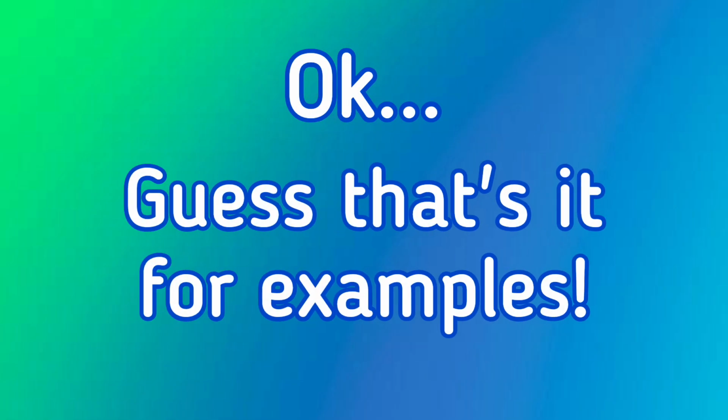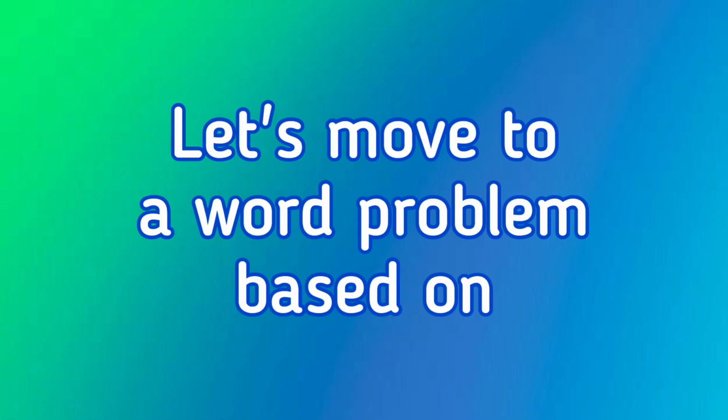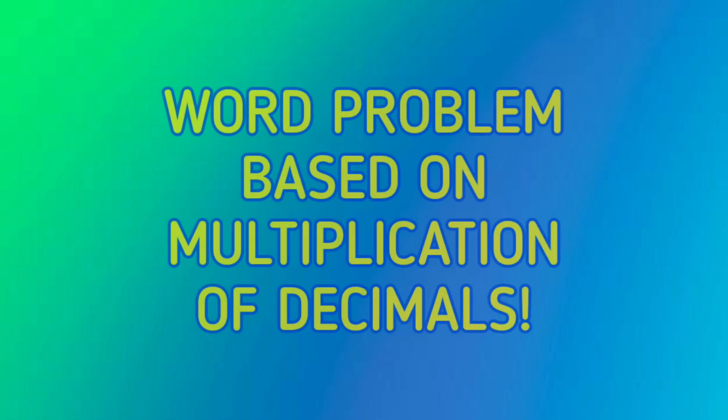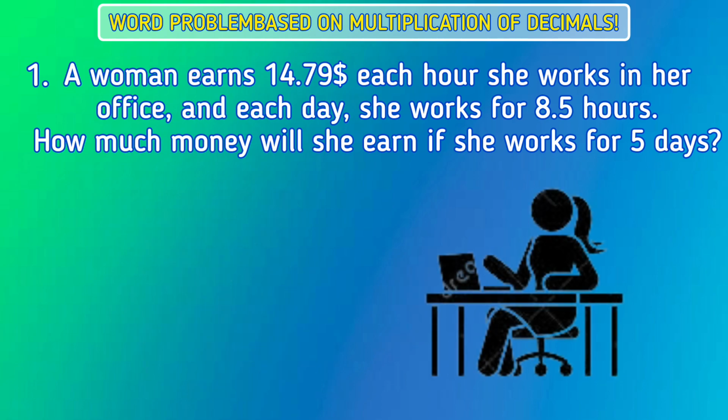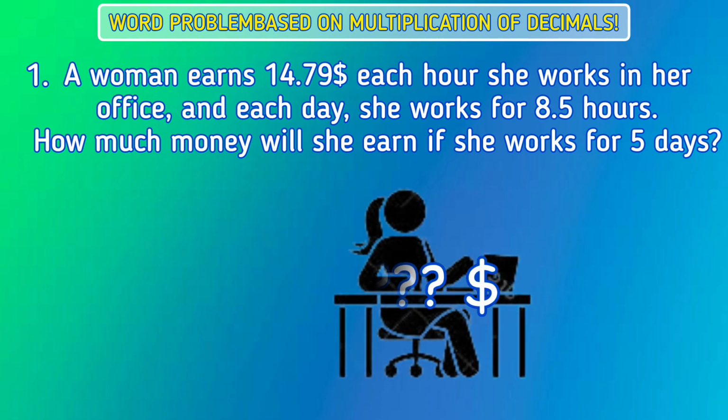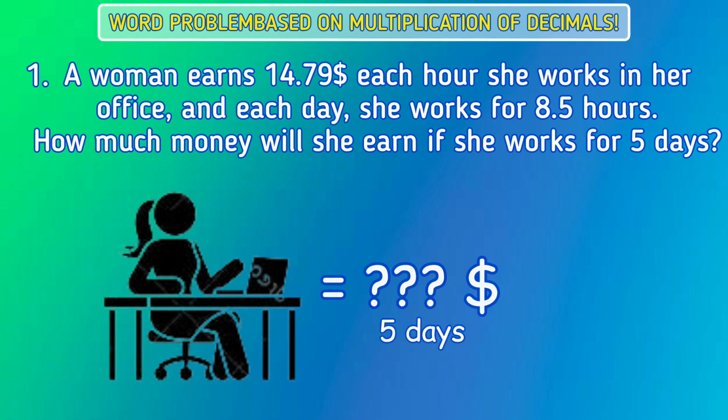Okay, guess that's it for examples. Let's move to a word problem based on multiplication of decimals. Point number 1. A woman earns $14.79 each hour. She works in her office and each day she works for 8.5 hours. How much money will she earn if she works for 5 days?